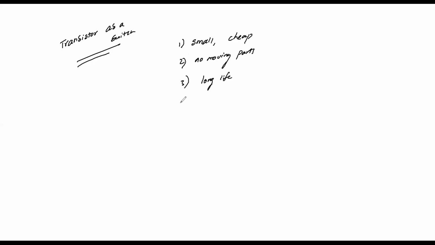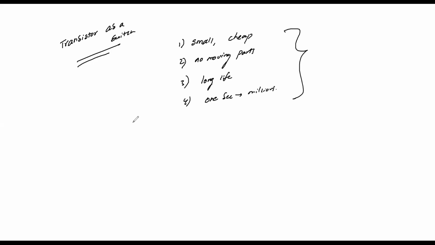It has long life. And the fourth one, this switch can be operated millions of times in a second, even billions of times. So these are the basic differences between the transistor and regular switches. These are your advantages of solid state switches.